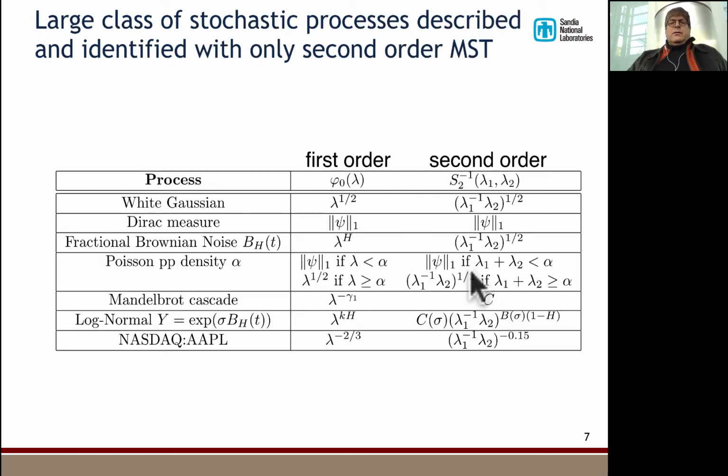Also, what's really interesting is that you can identify all of these different physics, or these different stochastic processes, by the functional form, and more specifically by the coefficients of those functional forms of the first and second order scattering coefficients.